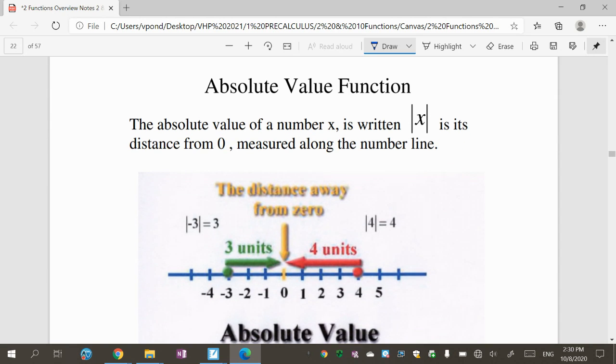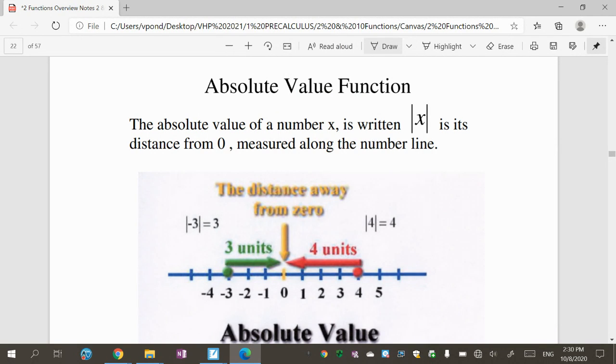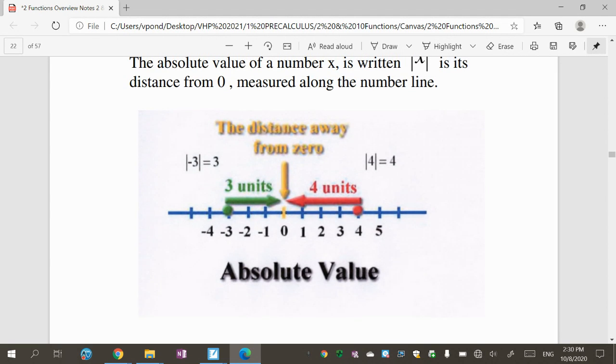The absolute value of x is written with these lines here, so that shows the absolute value. Let me do this in a different color. That denotes a distance from 0, measured along a number line. So it doesn't matter if you're negative or positive, it's just how far away from 0 you are. That's why it always comes out positive. So -3 is only 3 from 0, and the absolute value of 4 is 4 away. It just doesn't matter which side you're on, whether negative or positive.